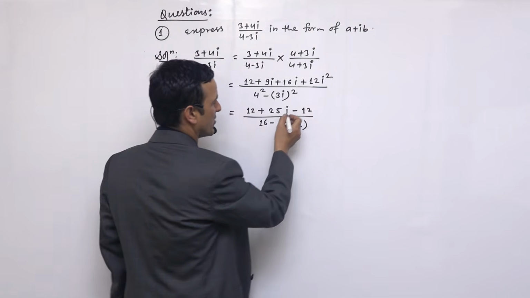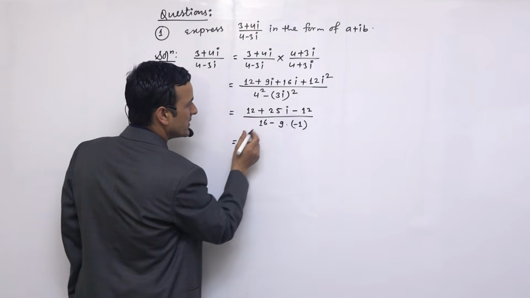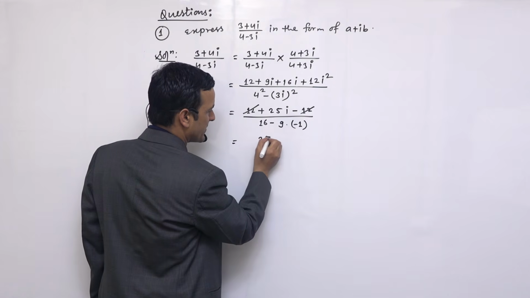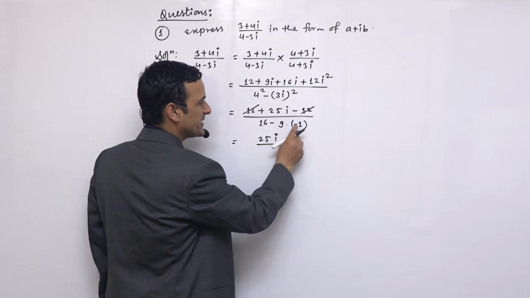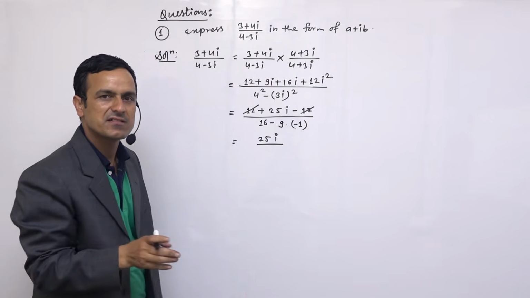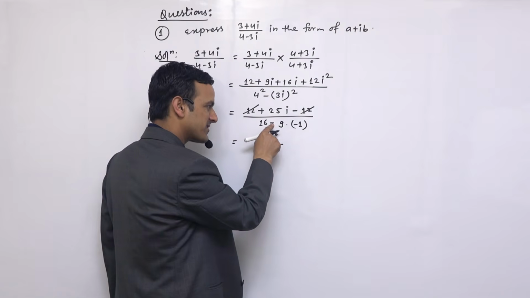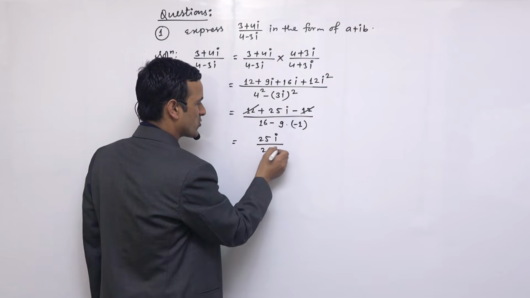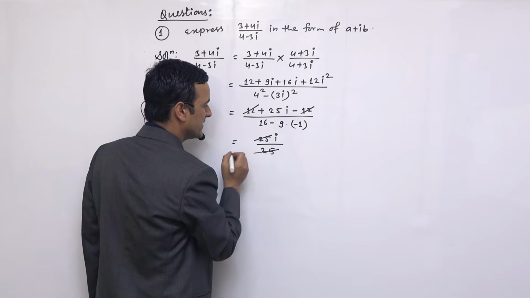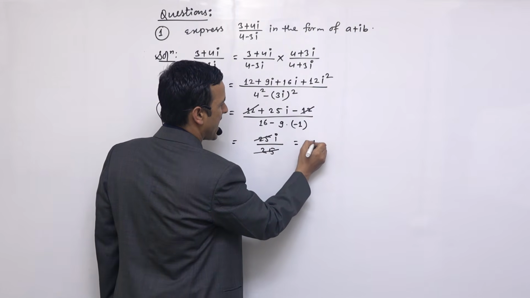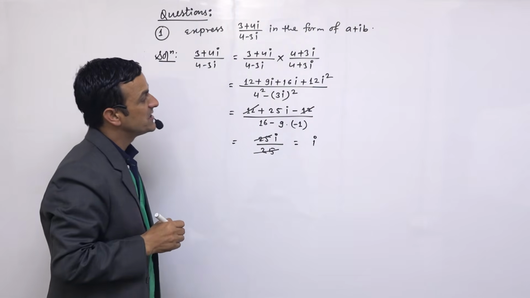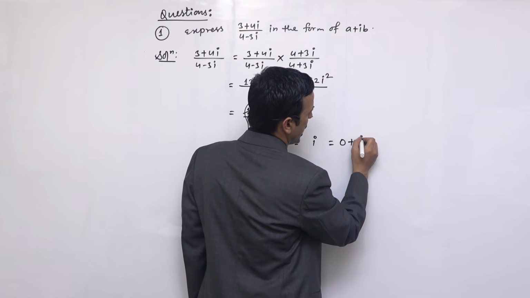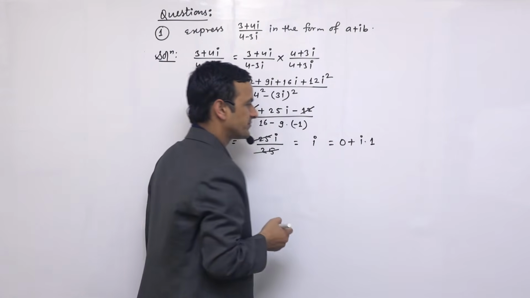Or we can write down this sign. 12 minus 12 we can cancel, and 25i divided by this minus and minus. If you multiply, then it will be plus, and 16 plus 9 means it is also 25. So 25 we can cancel. So it will be i. And it can be written like this: 0 plus i into 1.